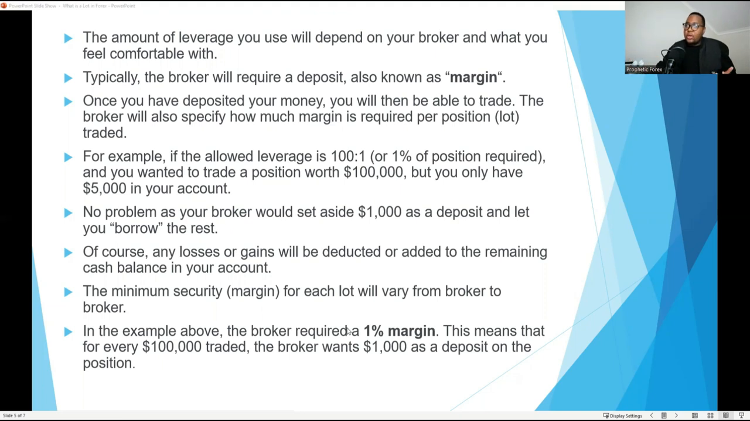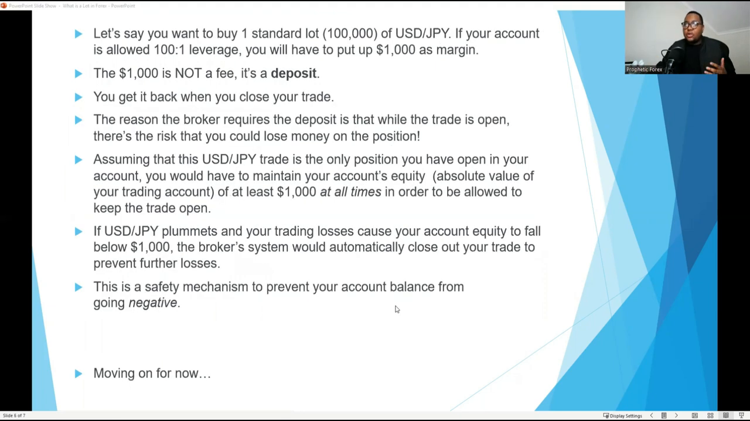And of course, once you lose that kind of money, your broker can just cut you off. It's more like a safe deposit, but it's not. So they'll just cut you off.